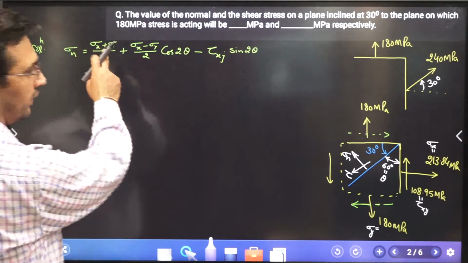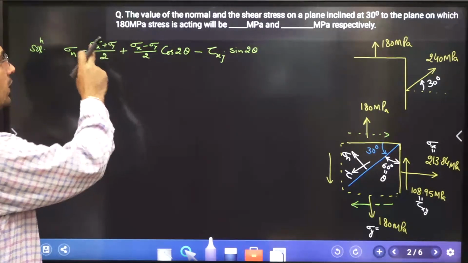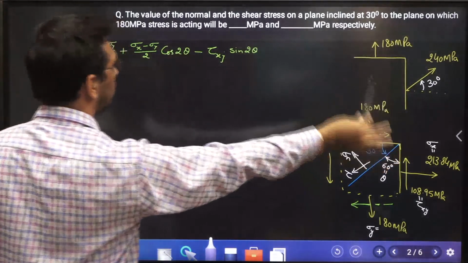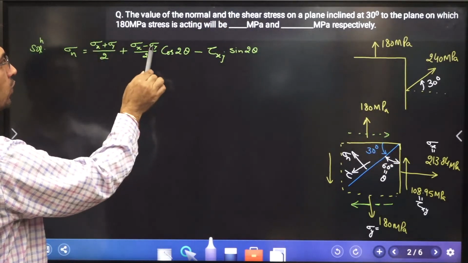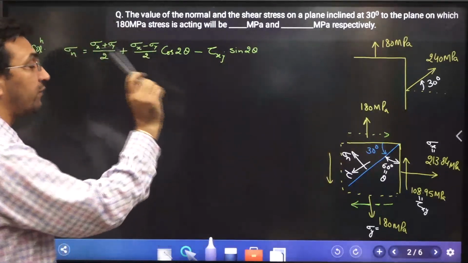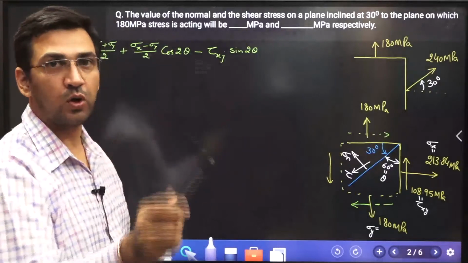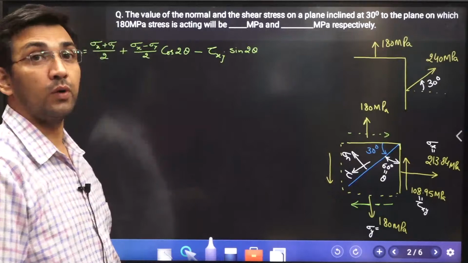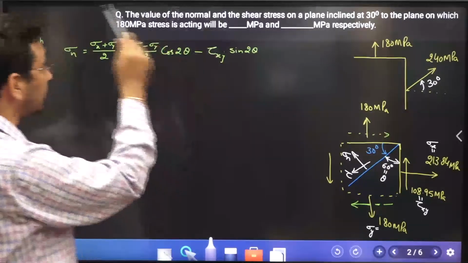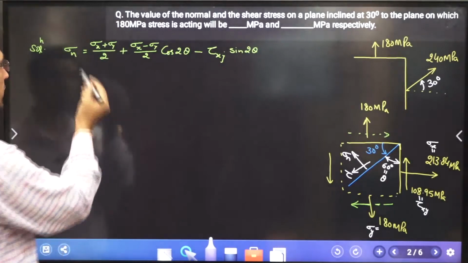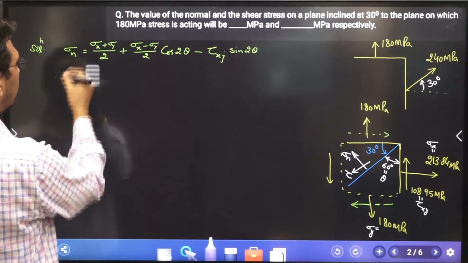Now, input the value. Keep it in mind, when I had written this equation, theta was from the x plane, the plane on which sigma x is acting. Sigma x, y were tensile in nature. So if it is tensile, then there is no issue. But if any of them is going to be compressive, then I need to consider this sign also. Then I need to take the sign of compressive stress as negative in this equation. But here I don't have such a situation.